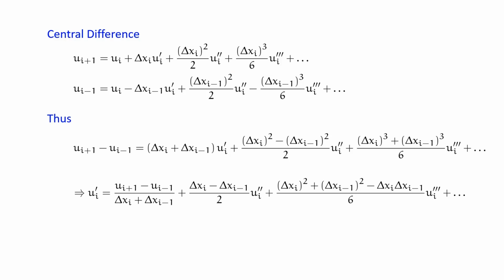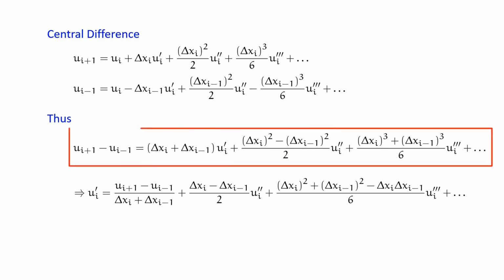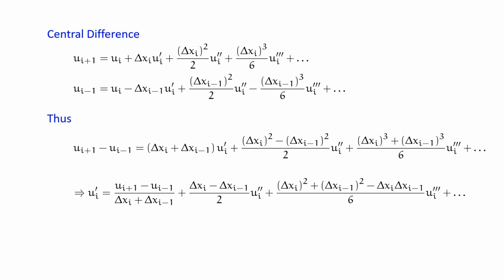So if I take u_{i+1} minus u_{i-1}, both u_i cancel out, and then we have delta x_i plus delta x_{i-1} times u_i prime, plus delta x_i whole squared minus delta x_{i-1} whole squared by 2 u_i double prime, plus delta x_i cubed plus delta x_{i-1} cubed by 6 u_i triple prime, etc. So we can write u_i prime equals u_{i+1} minus u_{i-1} divided by delta x_i plus delta x_{i-1}.